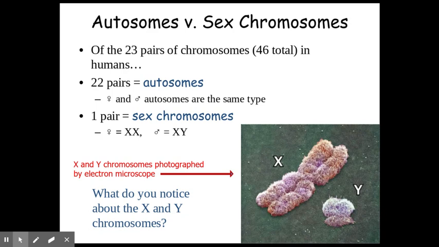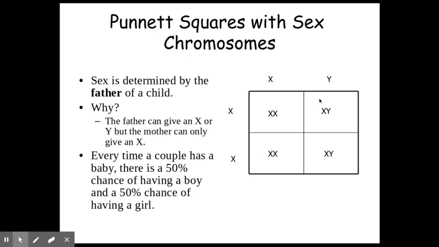You can see that the X is a lot larger than the Y and that it has that distinct crossing over point where it's held together by a centromere, and a Y does not have that. When you do sex-linked chromosomes for Punnett squares, you have your X and a Y, which is representing your male, and 2 X's, which are representing the female. And in any of these scenarios, you have 50% male and 50% female.